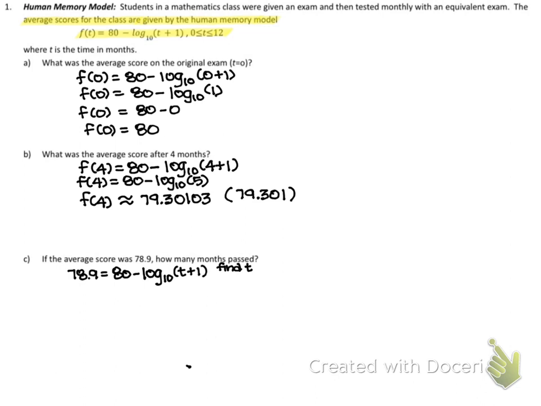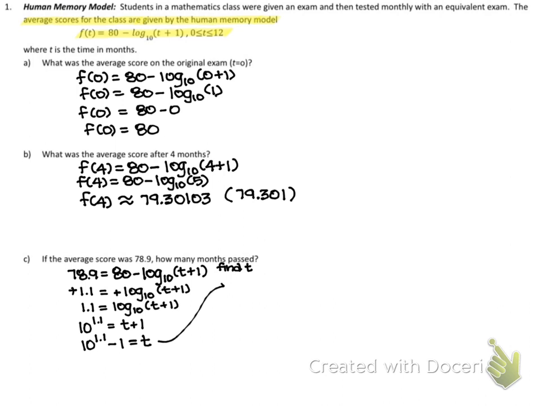Okay. All right, this isn't that bad. This is kind of similar to what we've been doing to find x and y intercepts previously. So I'm going to subtract the 80 to the other side. You're still using a calculator. 78.9 minus 80 is negative 1.1. Negative log base 10 of t plus 1. Get rid of that negative sign so we can just cancel those out. So 1.1 is equal to log base 10 of t plus 1. Let's rewrite this. So it's 10 to the power of 1.1 is equal to t plus 1. And then we're going to subtract the 1.